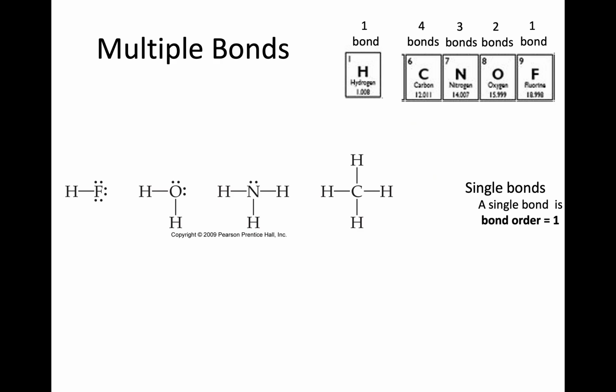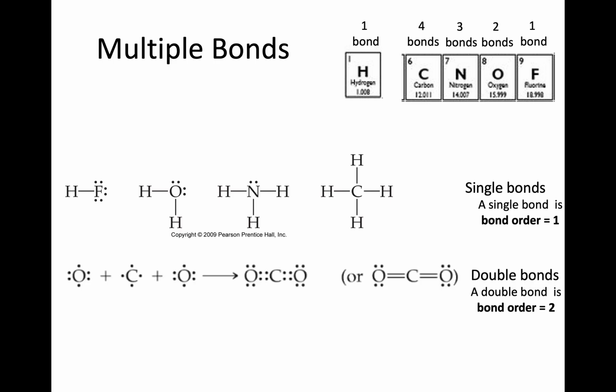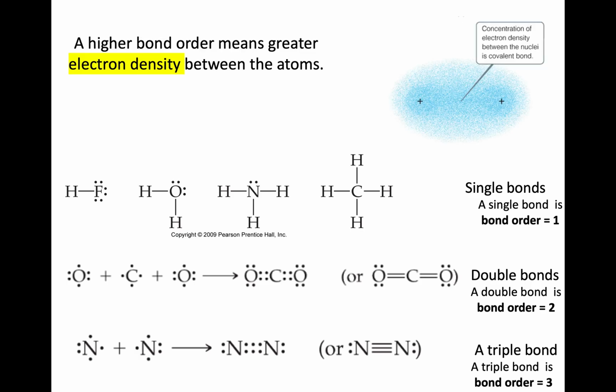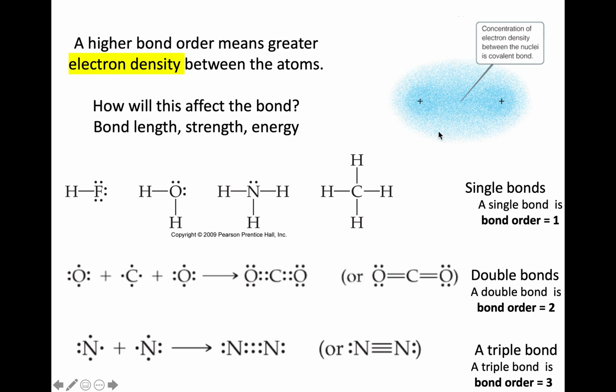When we looked at single bonds having a bond order of 1, double bonds a bond order of 2, triple bonds a bond order of 3, what we're describing is differences in the electron density between the two nuclei. When I say electron density, I'm saying how many electrons are being shared between the two atoms. That's what we saw was leading to a particular bond. So if we have 2 electrons being shared, 4 electrons, 6 electrons, we're changing the density of the electrons between the nuclei.